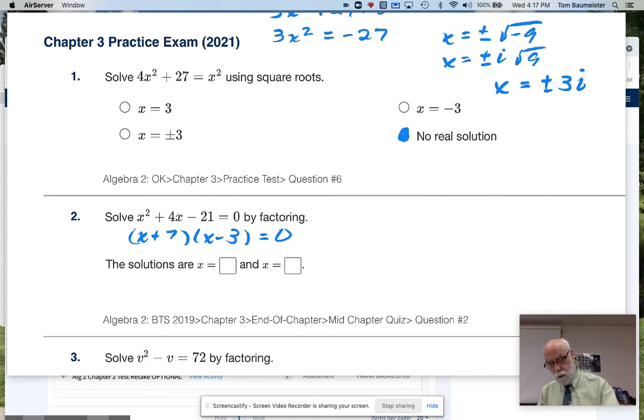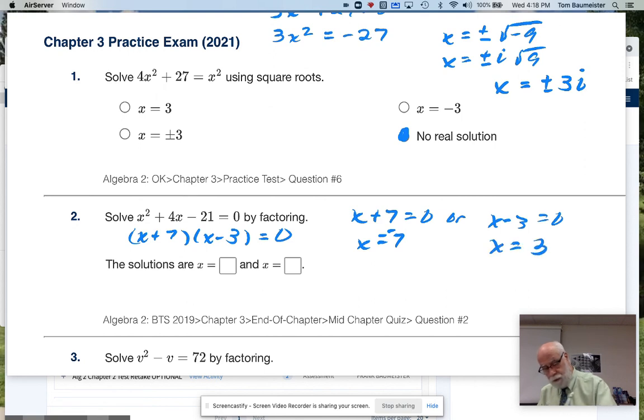Now remember, I told you today, don't think that that is your answer, because again, it's x plus 7 is equal to 0 or x minus 3 is equal to 0. So again, you can just go ahead and take the opposite of what's there, or you can go ahead and use the zero property and work it out. So x equals negative 7, or x is equal to positive 3. So negative 7, positive 3.